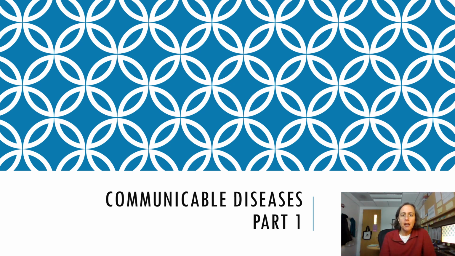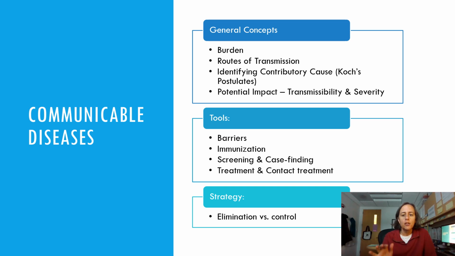We're going to shift gears now, going into Unit 7, which is communicable diseases. This is the first of two parts. So just to remind you, communicable diseases are things that are infectious or contagious. They are caused by germs. They can be transmitted from one person to another.